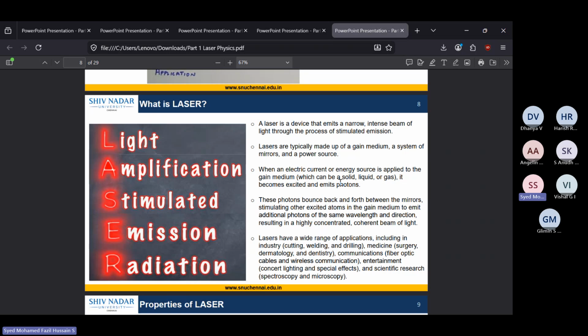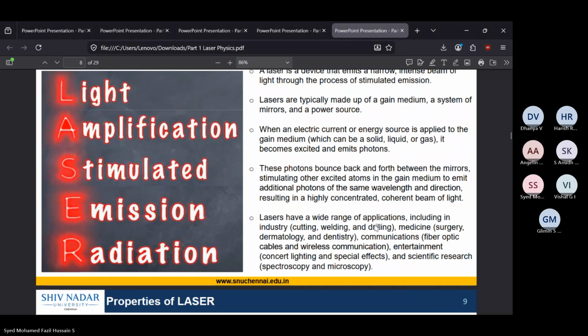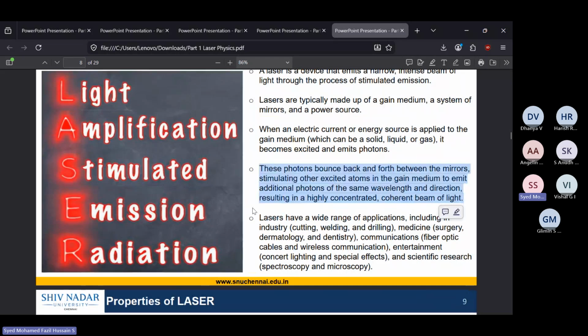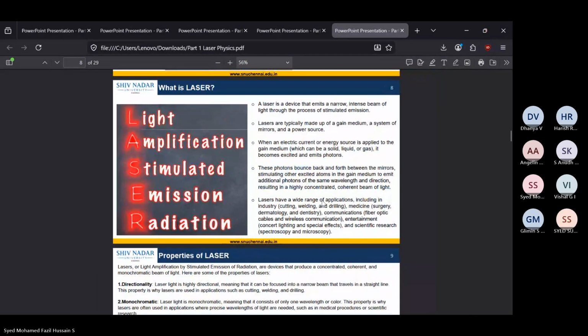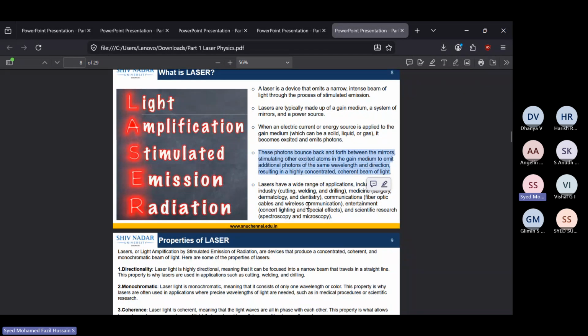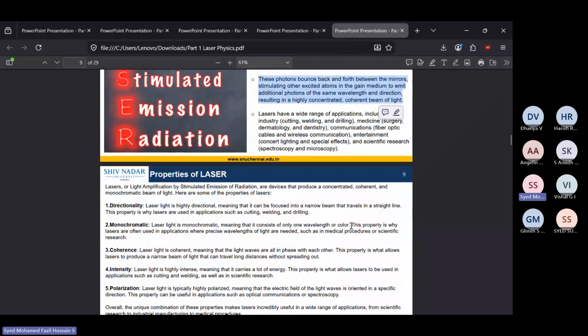We'll elaborately see what this line is about in the upcoming slides. This pretty much sums up how the photons are generated in a laser. These photons bounce back and forth between the mirrors, and I'll explain it in a detailed manner in the upcoming slides. Now let's see the properties of laser.